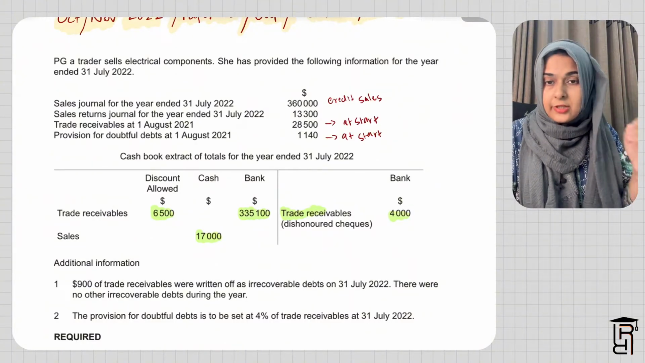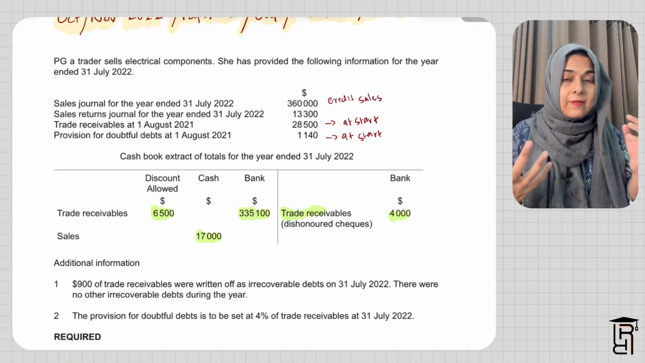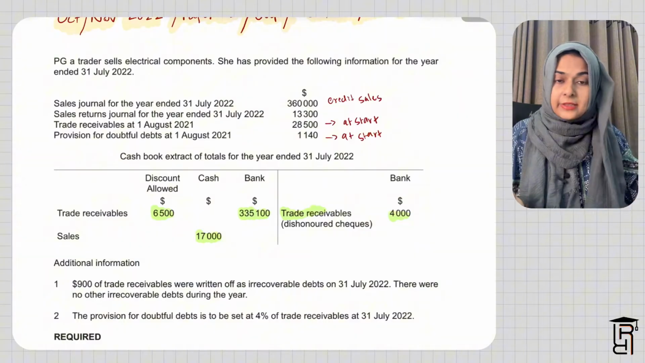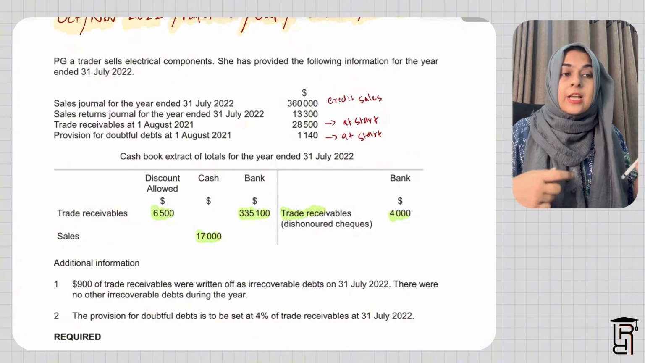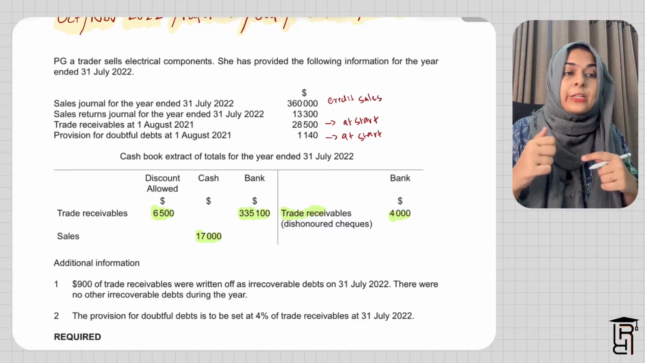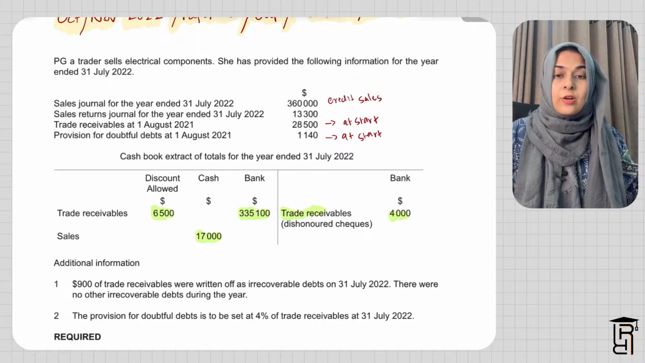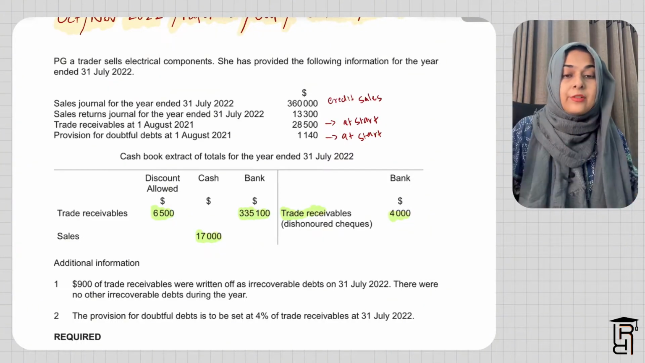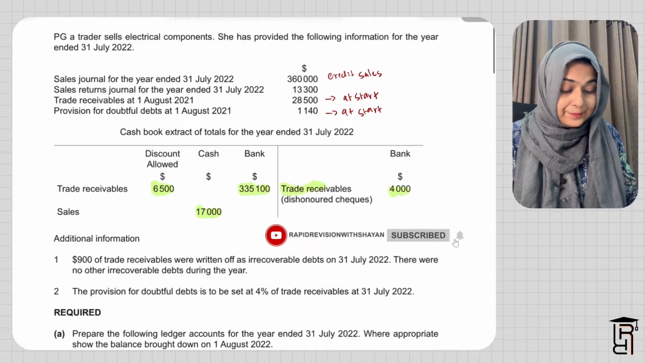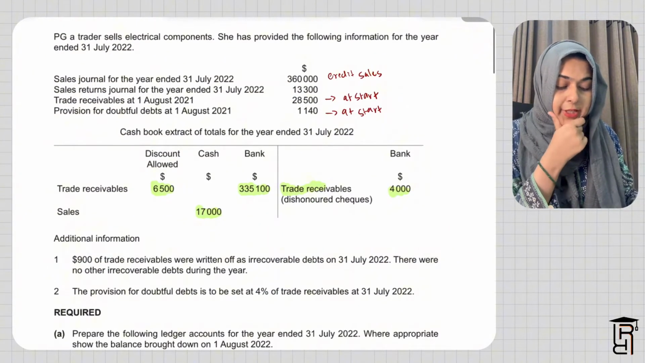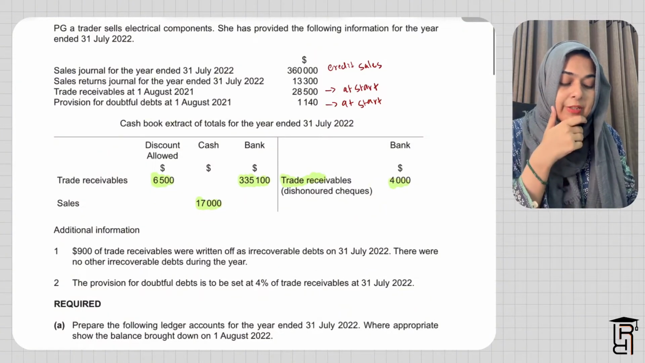Dishonored means that the customer gave us a cheque. When they gave us a cheque, we debited our bank account and credited the trade receivables account. However, their cheque was returned to us. So now we need to reverse the whole thing. We need to make the trade receivable again, and then we need to credit the bank account because this money hasn't been received from our customers. So dishonored cheques is also recorded when they have given you trade receivables at start, that is the total trade receivables at start.